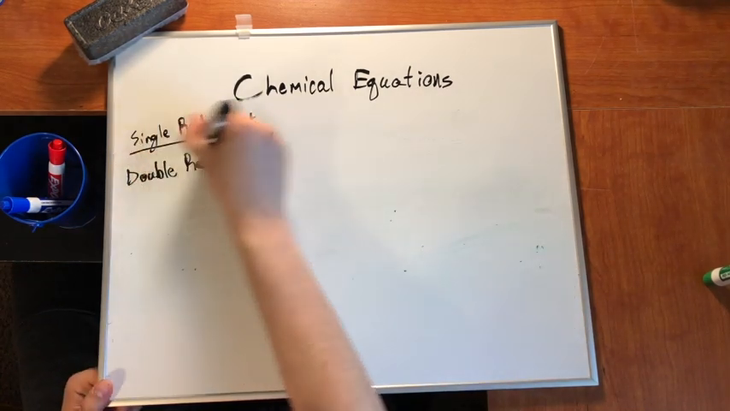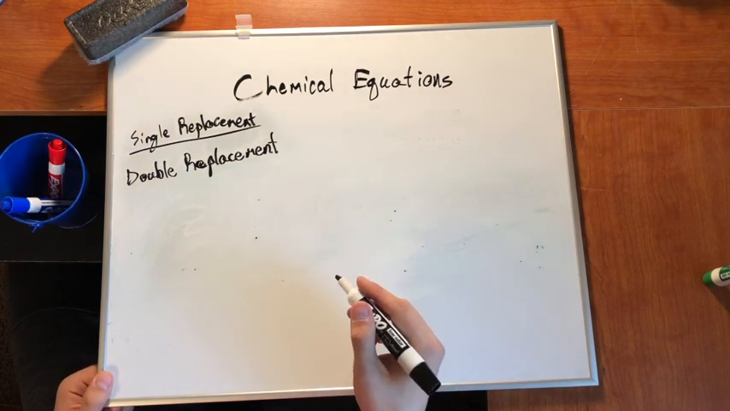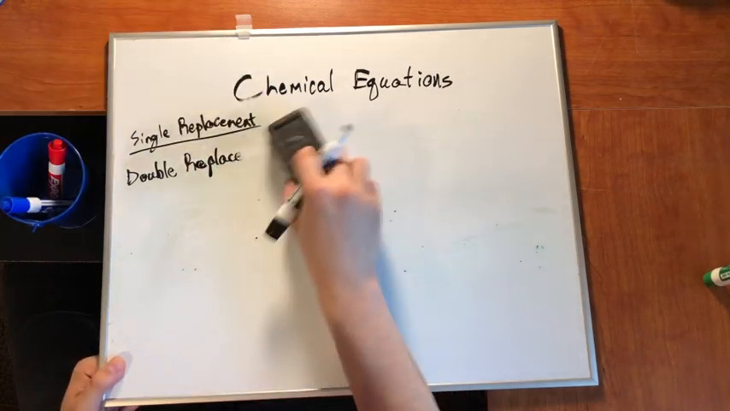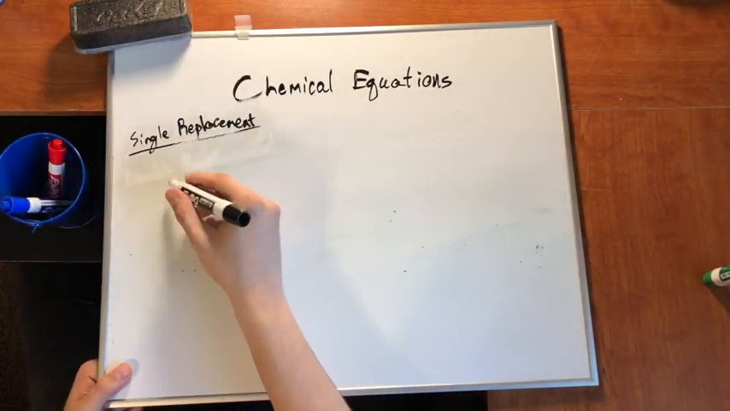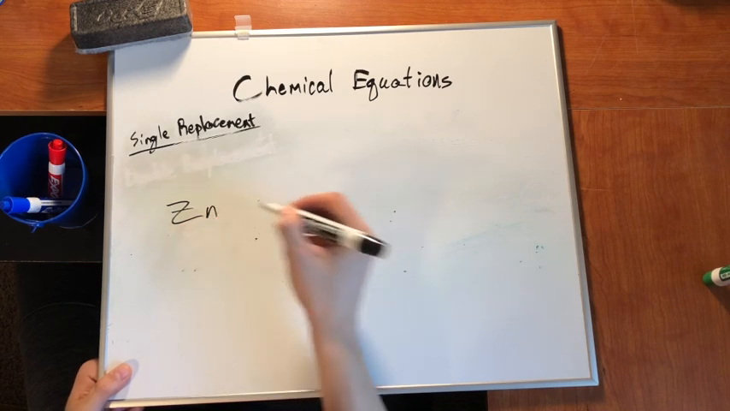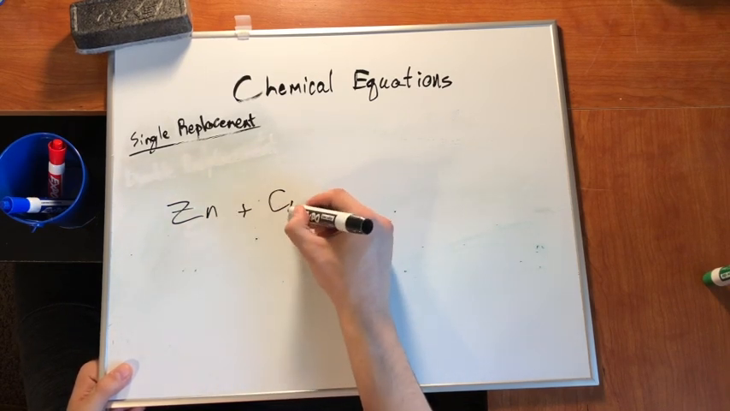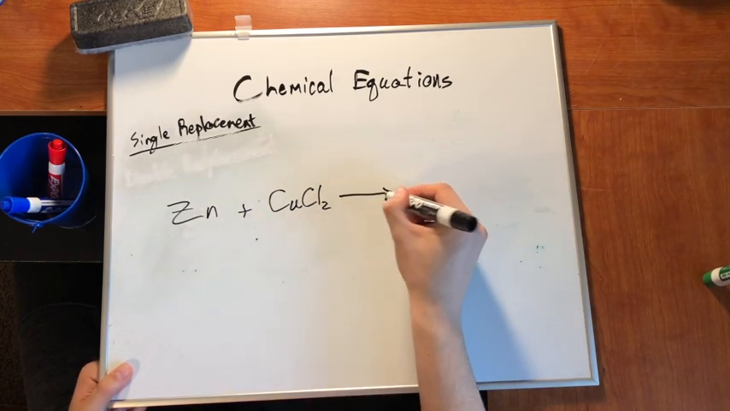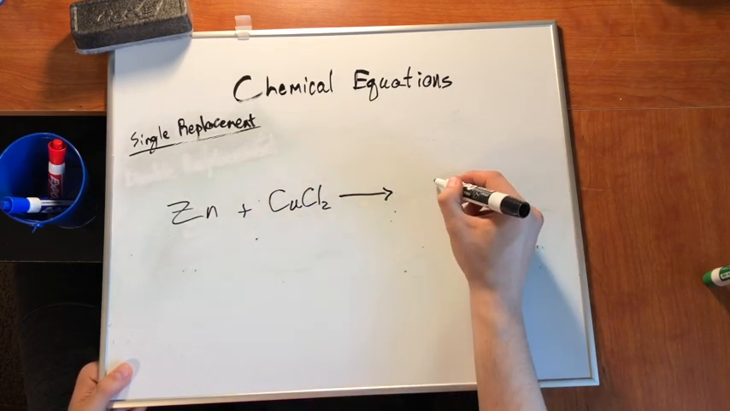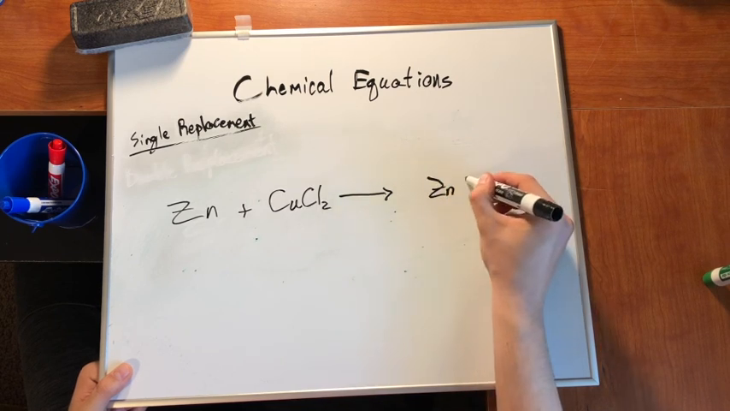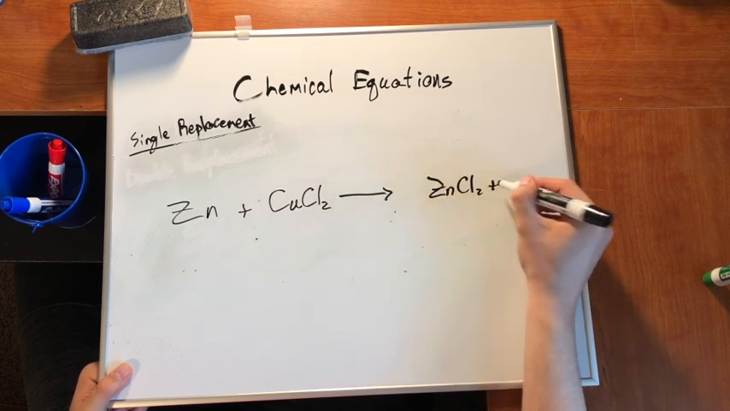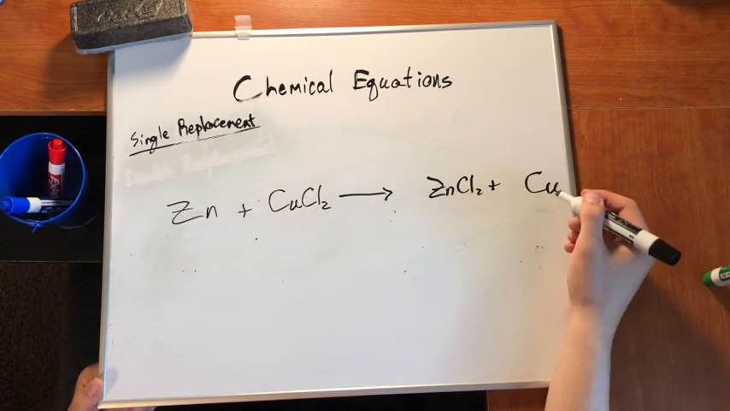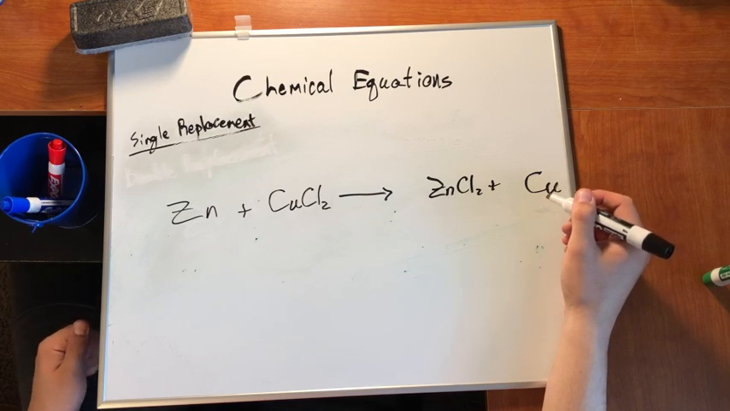Okay, let's start with this one. Okay, so we'll do a single replacement reaction. An example of that would be zinc plus copper 2 chloride yields zinc chloride plus copper. Okay, so this is an example of a single replacement reaction.